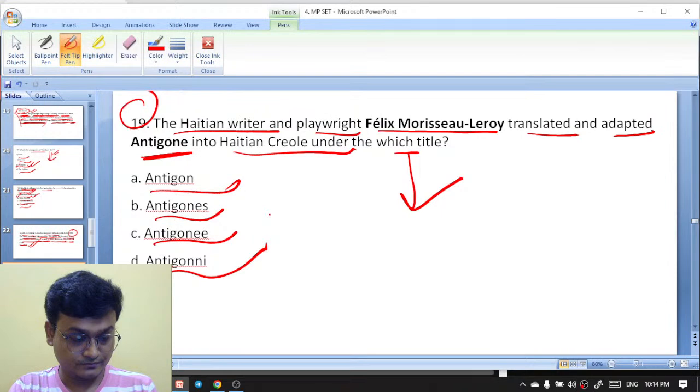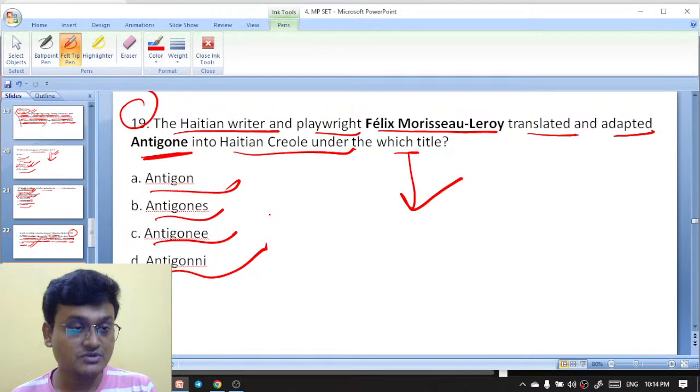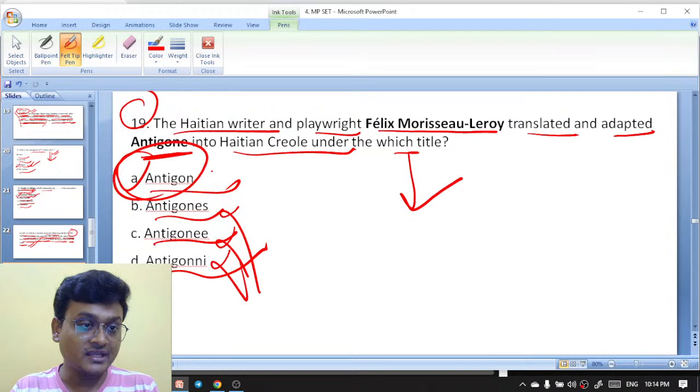What would be the right answer here? Respond in the chat. If you don't know, then also respond. The Haitian writer and playwright Felix Mauricio Leary translated and adapted Antigone into Haitian Creole under which title? So it is actually Antigone. Antigone is the right answer.